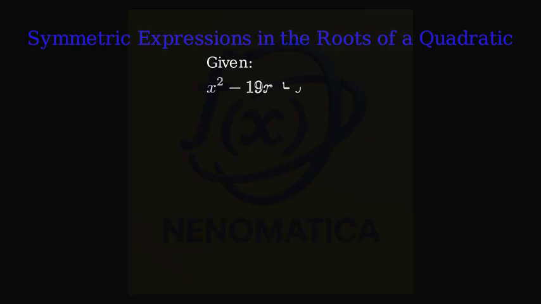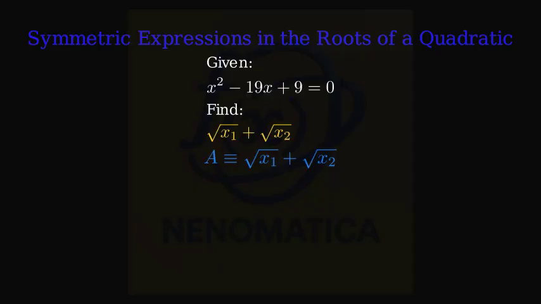Recap. In this lesson, we will evaluate the symmetric expression square root of x1 plus square root of x2, where x1 and x2 are the roots of the quadratic x squared minus 19x plus 9 equals 0. We'll follow a clean, step-by-step path that uses Vieta's formulas. Step 1. Let A be the sum we want. A equals square root of x1 plus square root of x2.